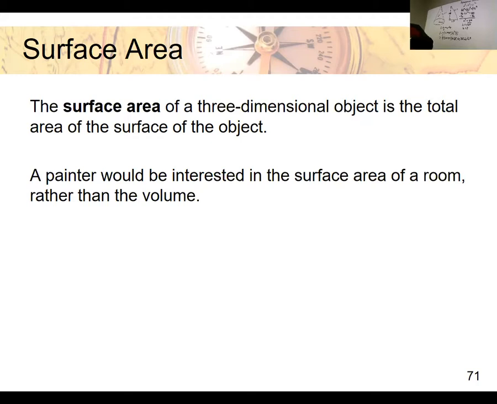So if a painter wanted to paint this classroom that I'm in right now, the only thing he will look at is just the surface area of the room. So he's just looking at the walls on the left, the right, front, and behind me, and nothing else, and not the spaces inside.